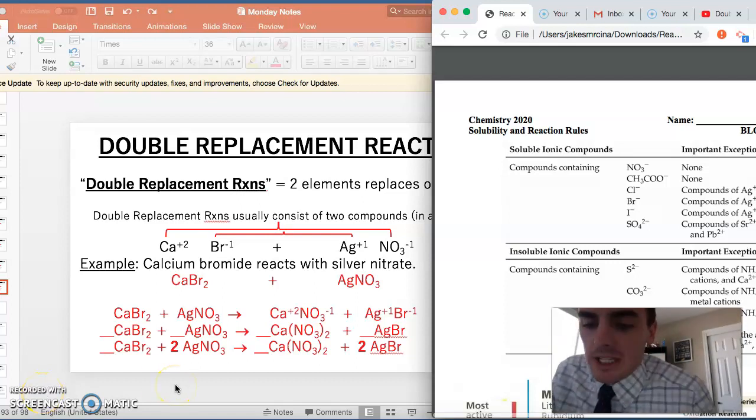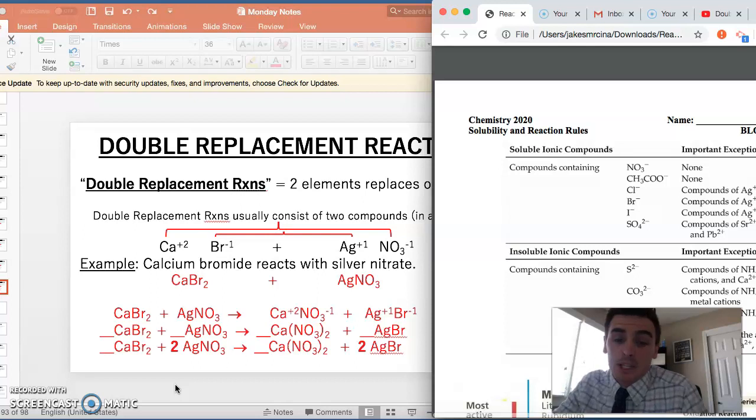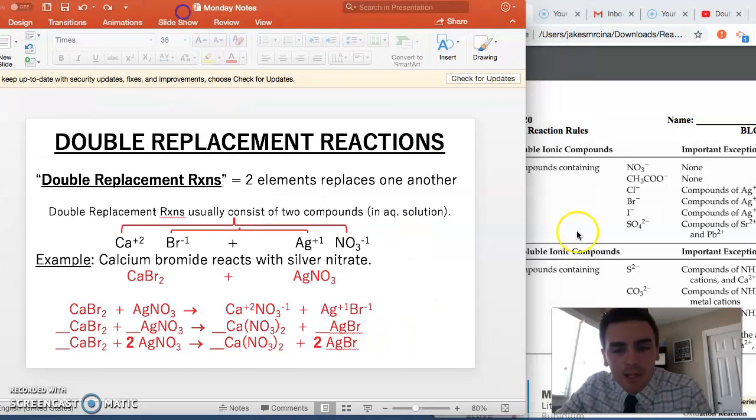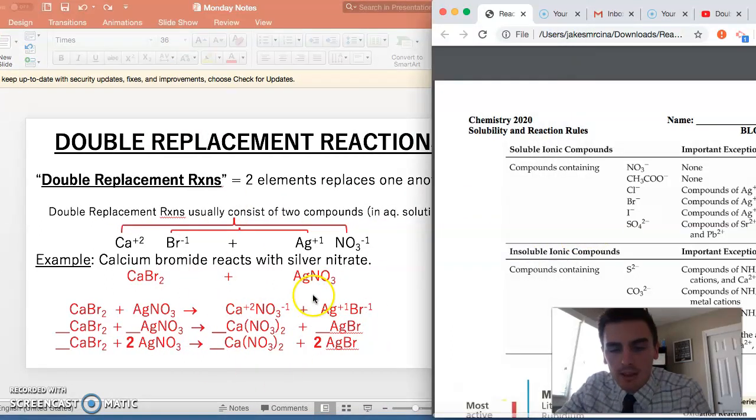Building on our double replacement reactions lecture from yesterday, we just have one final thing to add, and this would technically be assignment 5B for you guys. I left up our double replacement reactions here. Hopefully you're doing okay with that.